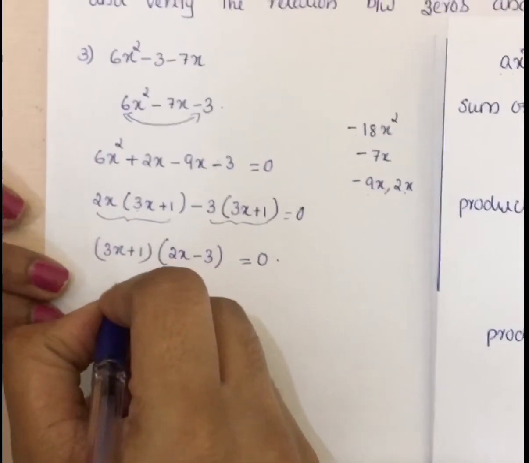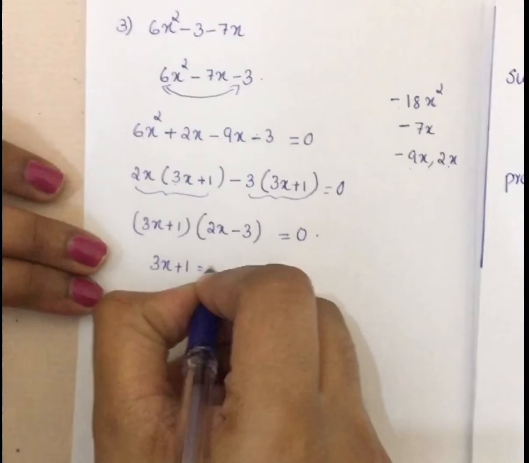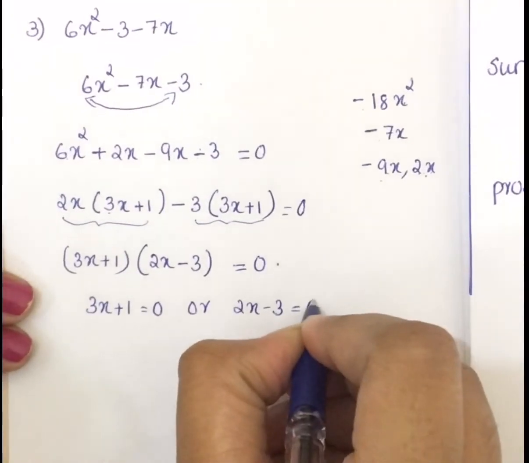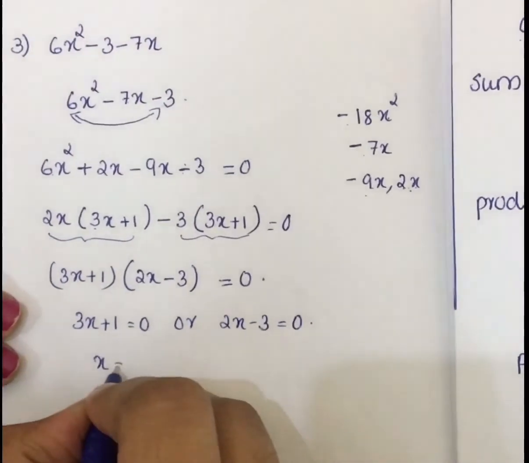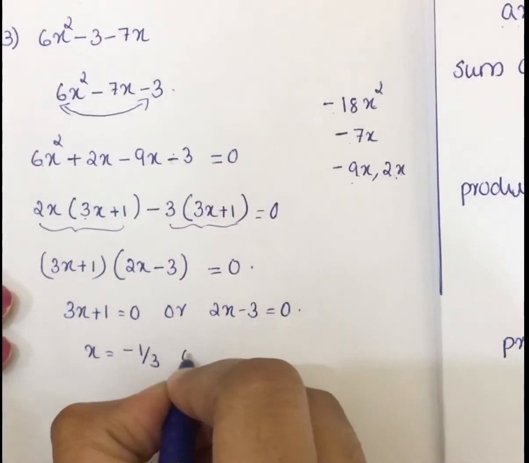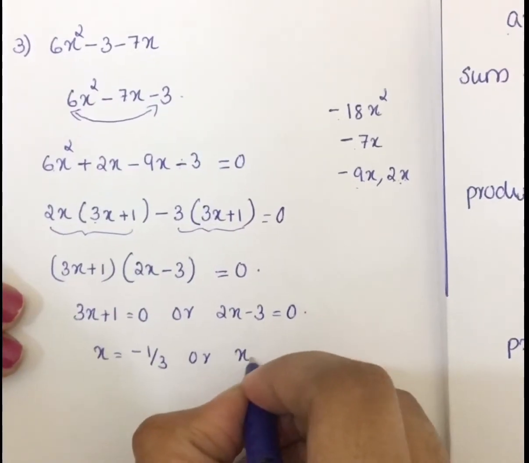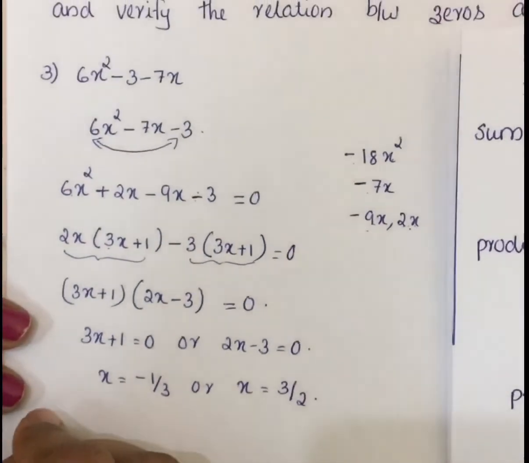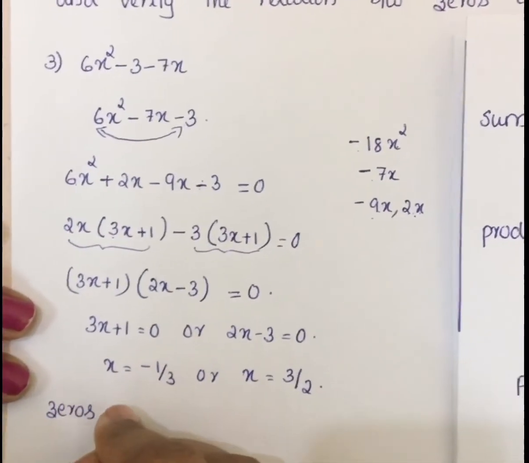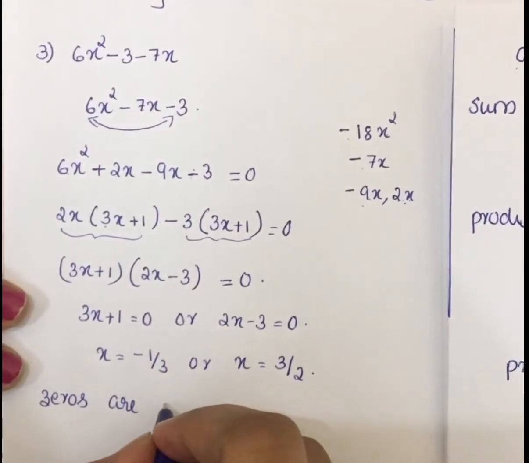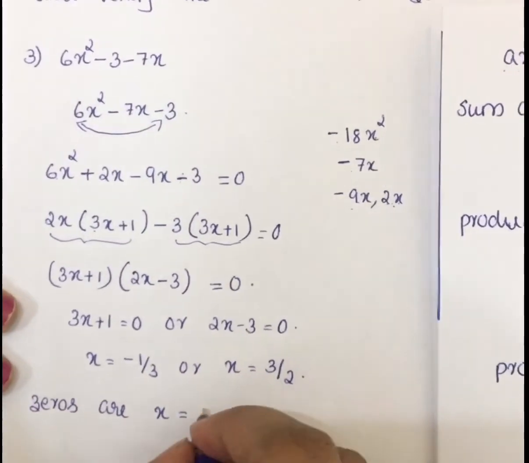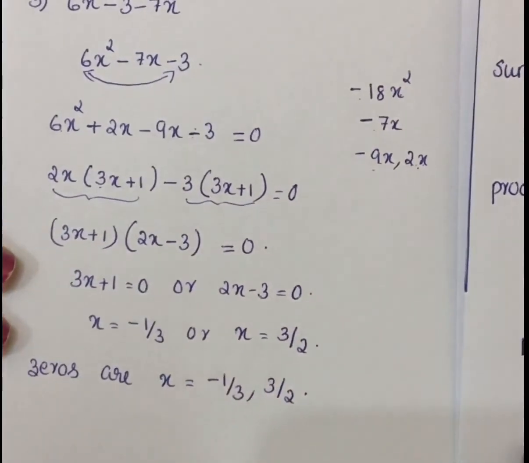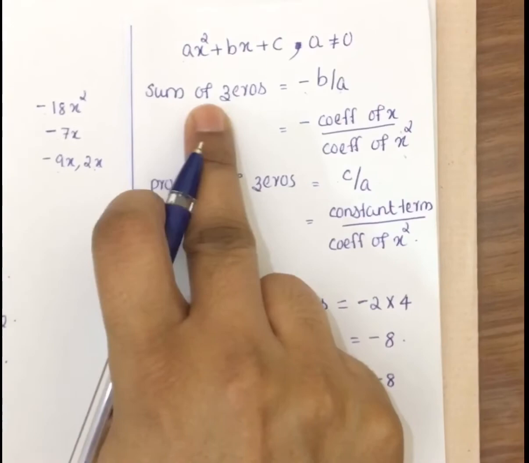Now 3x plus 1 equal to 0 or 2x minus 3 equal to 0, or x equal to minus 1 by 3 or x equal to 3 by 2. Therefore the zeros are x equal to minus 1 by 3, 3 by 2. Now we have to verify this condition.